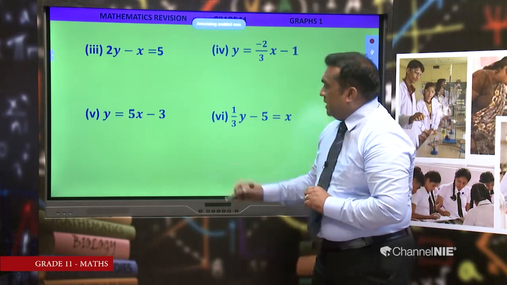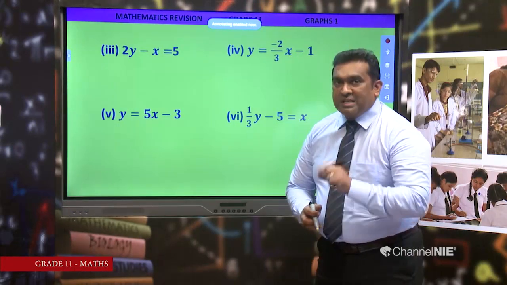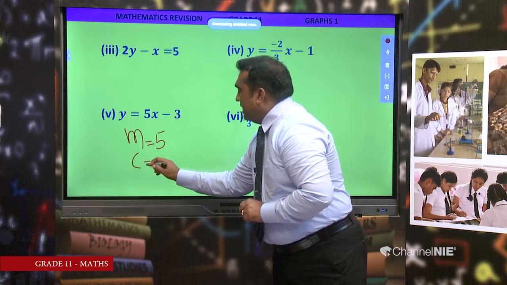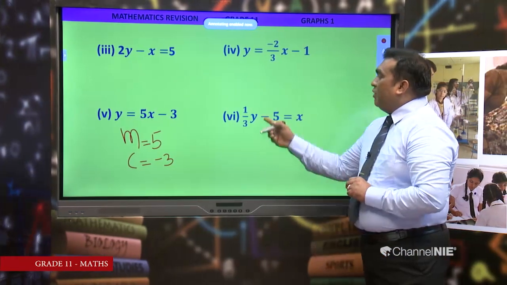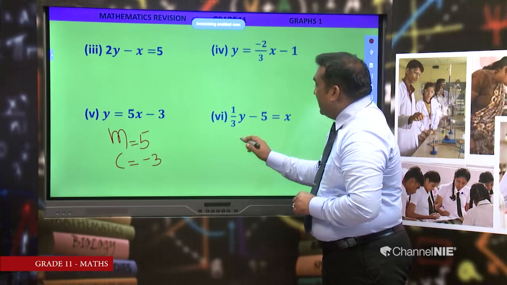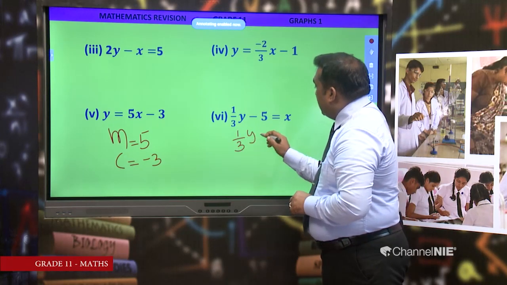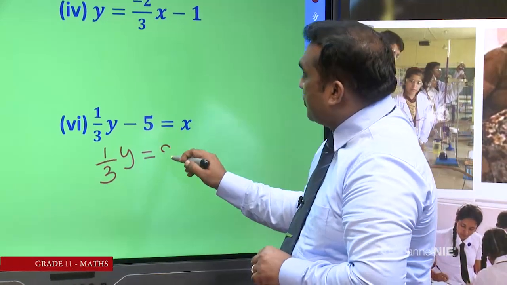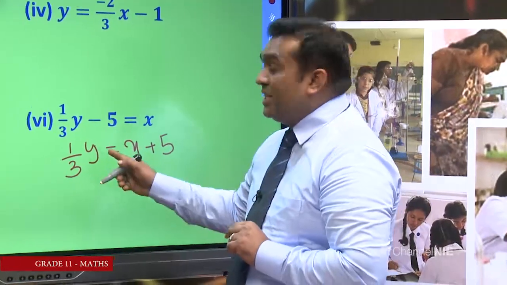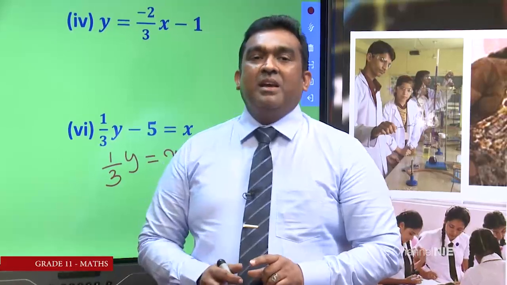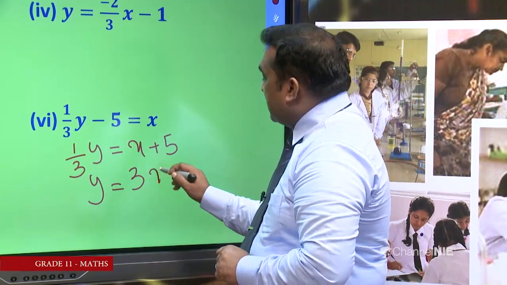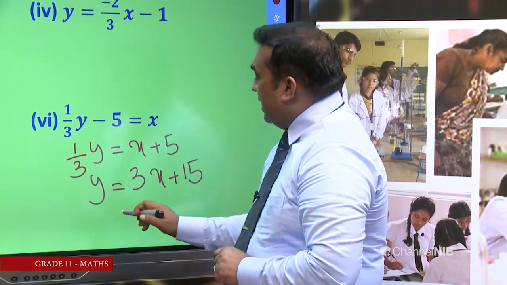Now, the fifth one. Here you can see that the coefficient of x is 5. As a result, m equals 5, intercept c equals minus 3. Then you have to convert this equation into the form y equals mx plus c. It means you have to make y the subject. Here you have 1/3 y equals, after changing minus 5, you will have plus 5x plus 5. Now multiply the whole equation by 3, because the condition is the coefficient of y should be 1. Then y equals 3x plus 15.